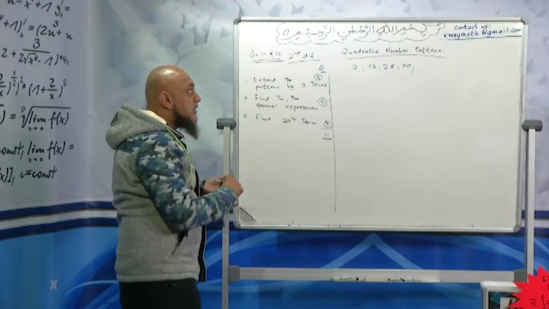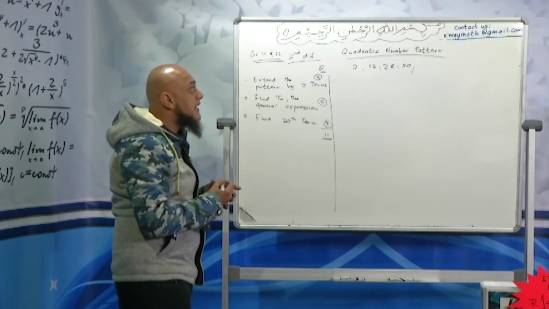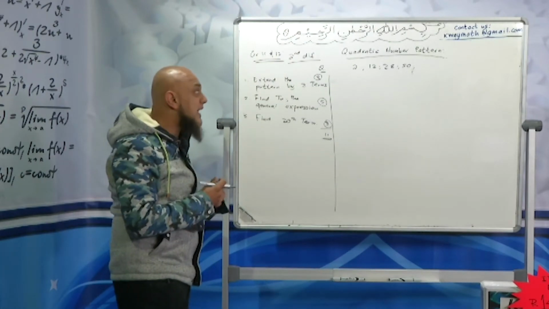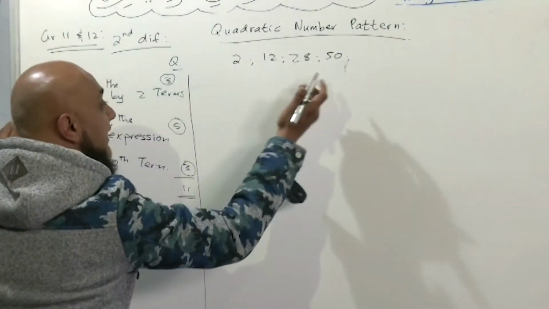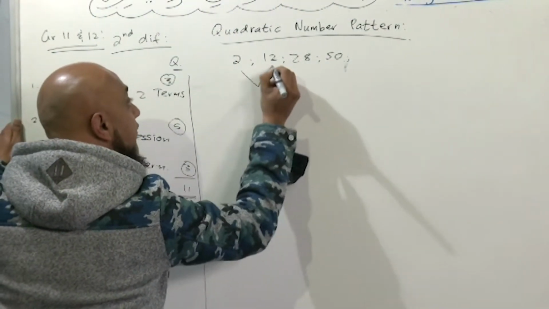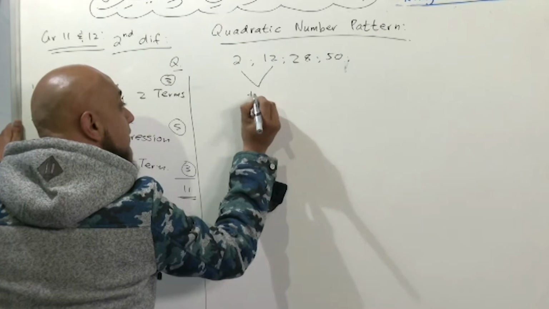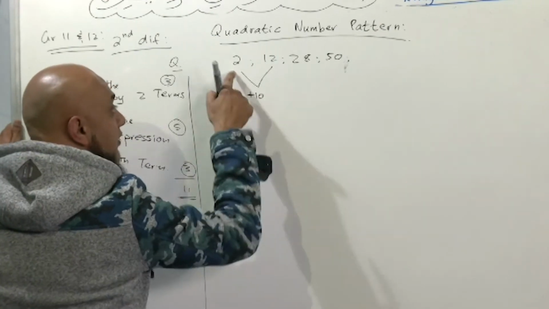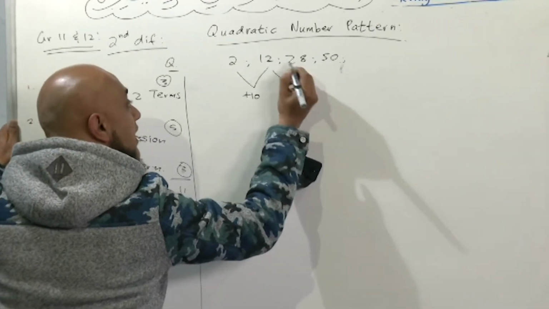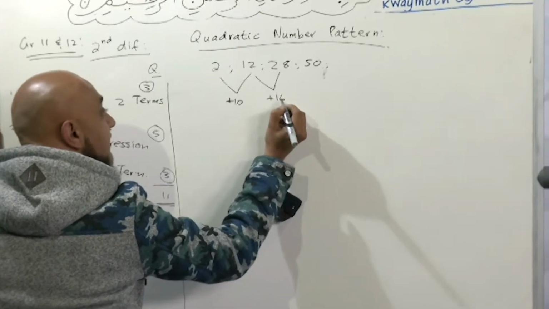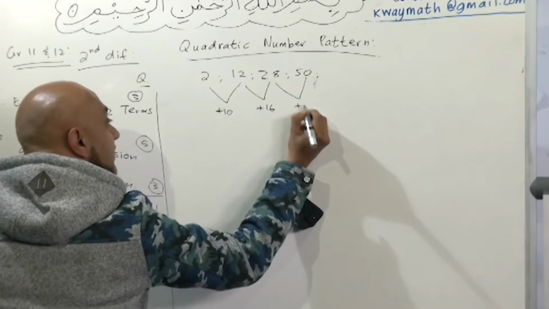Right, let's get back to the quadratic number pattern. We've got the quadratic number pattern 2, 12, 28, 50. To extend it by 2 terms, we go from 2 to get to 12, we said plus 10. We say plus 10 because 2 plus 10 will give me 12. 12 to get to 28, 16. 28 to get to 50, it's 22.